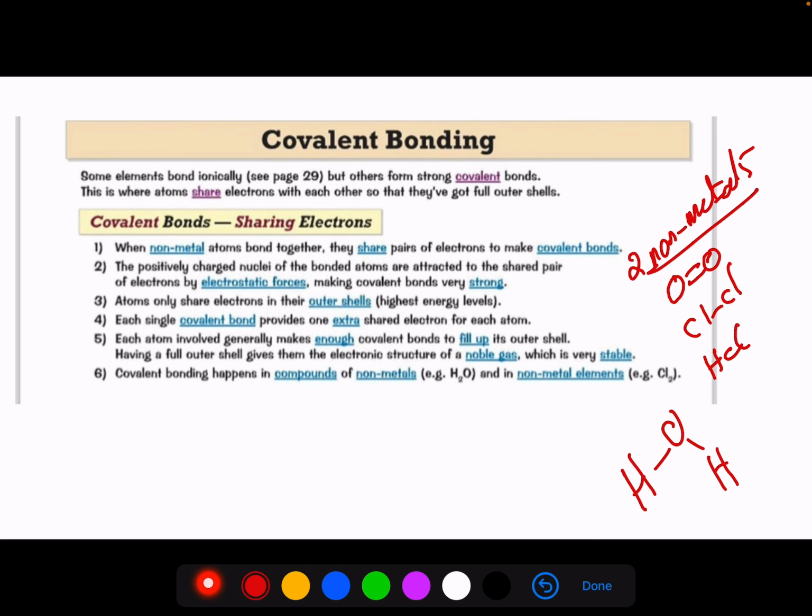I'm going to go over the dot and cross diagrams for different shapes of molecules like water, methane, etc. in my upcoming video.